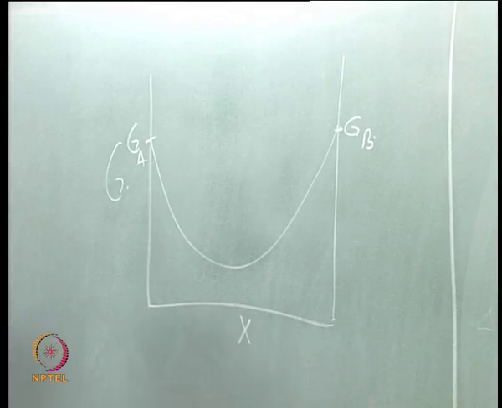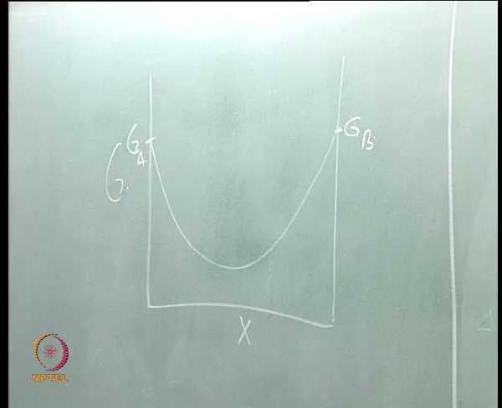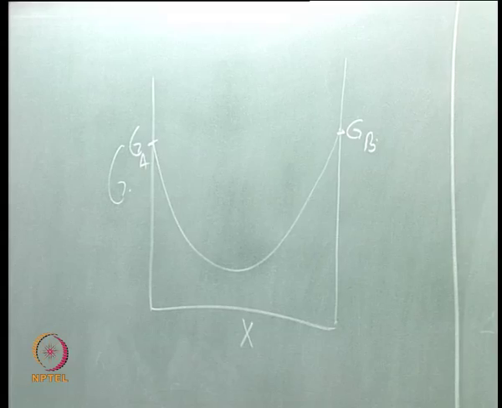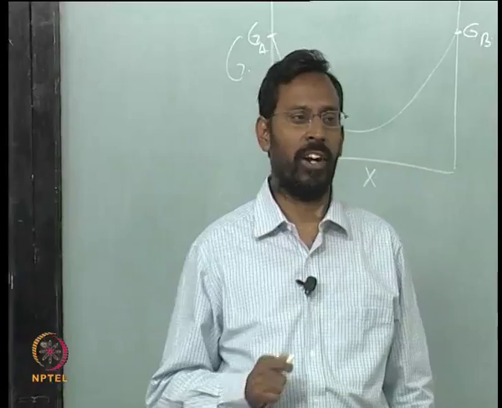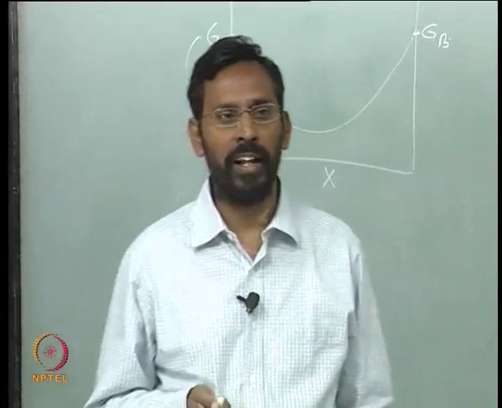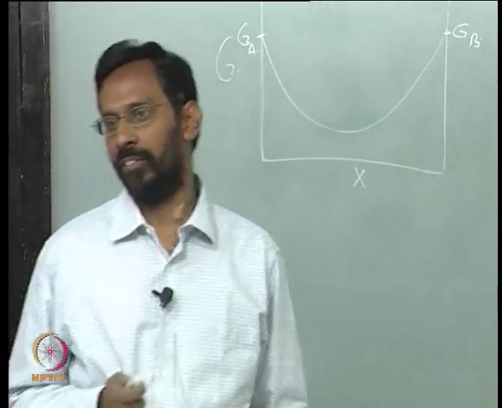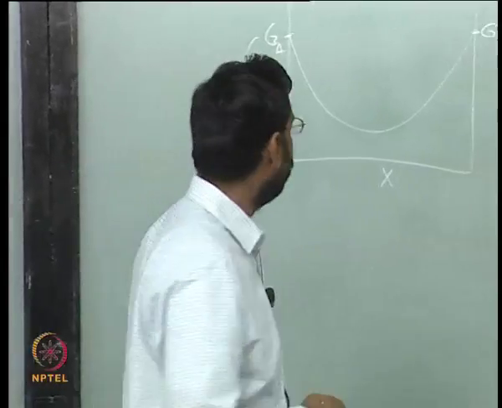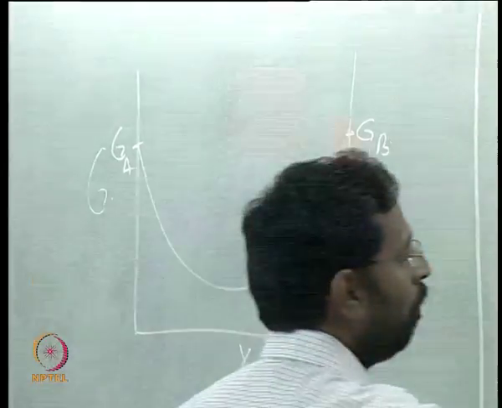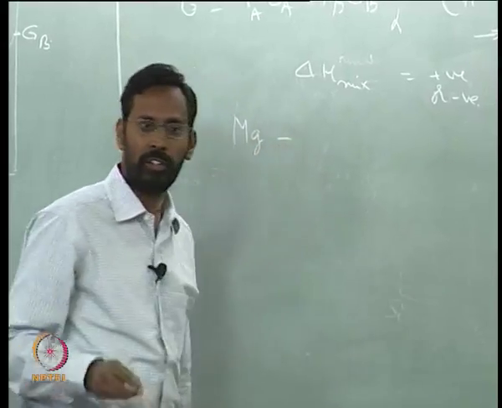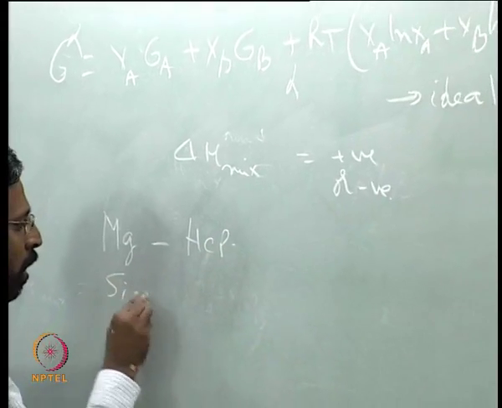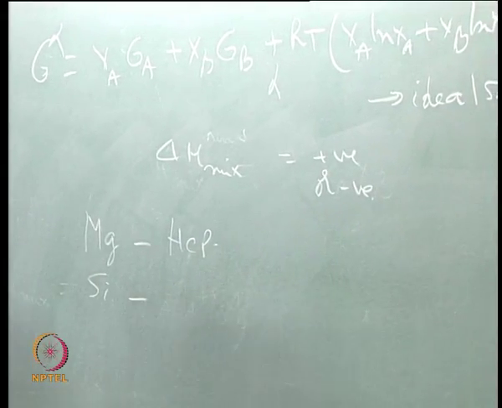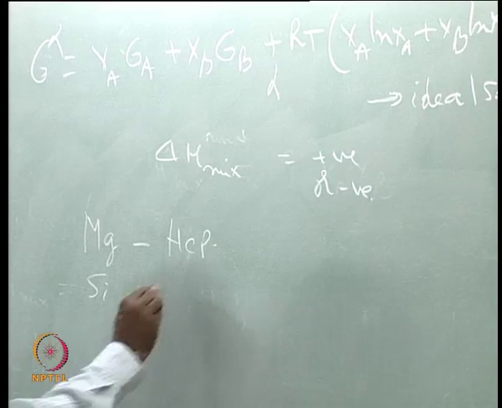I need to tell you here what would happen if I am talking about a material or a system where both A and B do not have the same structure. For example, take the example of magnesium silicon itself. If I am talking of a magnesium silicon system, magnesium, anybody knows what is the crystal structure? It is HCP. Silicon, yes, it is diamond cubic, DC.